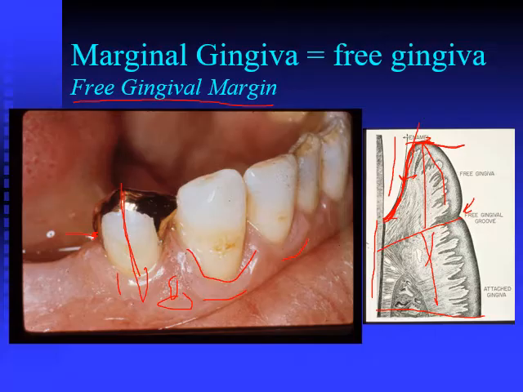So internally, if we're looking at the gingival crevice, or gingival sulcus, we have the free gingival margin, and the gingival sulcus goes down here like that, and then it terminates in the epithelial attachment, which actually seals off the periodontal area of the tooth, the periodontal membrane, that you'll learn about later in periodontics.